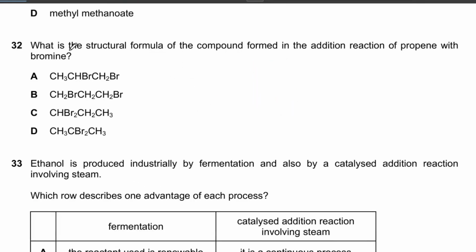Question 32. What is the structural formula of the compound formed in the addition reaction of propene with bromine? So the first thing we will do is to draw our propene. Propene, we have 3 carbon atoms. Now since it's a propene, ENE, that means there's a double bond. So let's put our double bond here and then put our hydrogens.